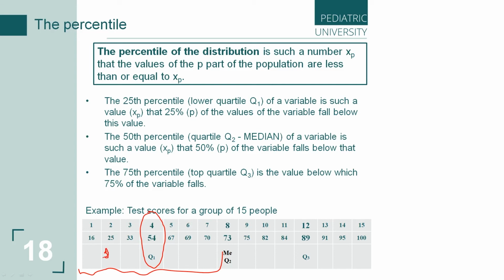We can say that 25% of the whole group wrote the test with a mark less than 54 points, and the other 75% have a mark more than this 54 points. It's the lower quartile. And about the upper quartile, Q3, or top quartile.